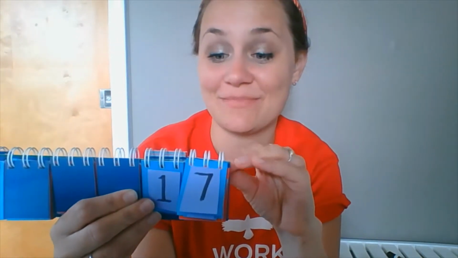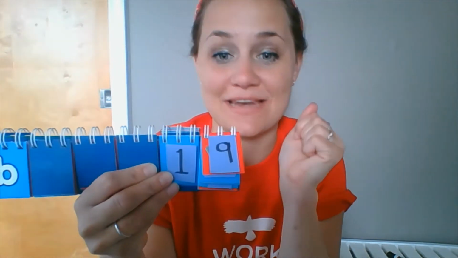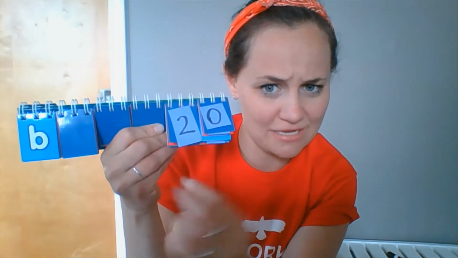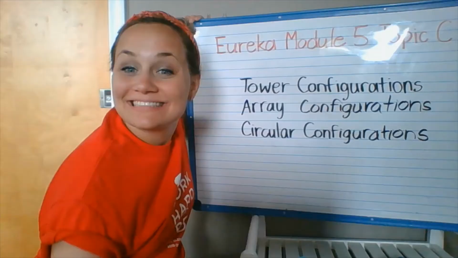10 and 7 make 17. 10 and 8 make 18. 10 and 9 make 19. Bouncing up to 20 on a trampoline. We made it up to 20. That was fun. It looks like 2 10s and 0 1s. I hope you have a great rest of your day. And don't forget to sing the Say 10 way.